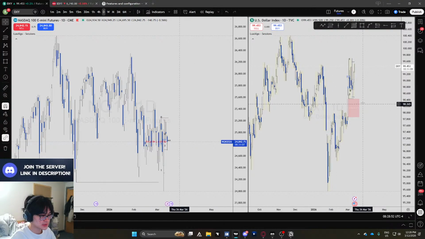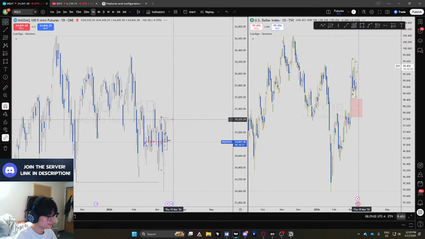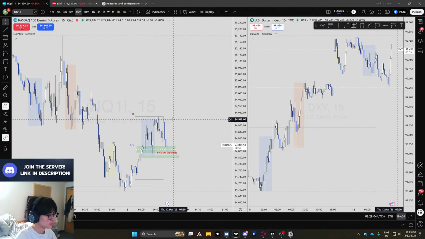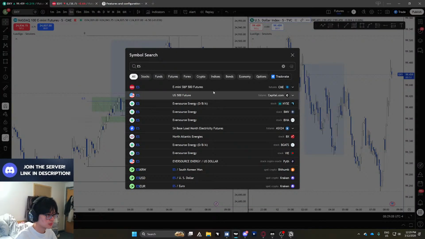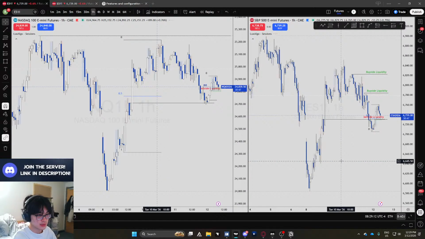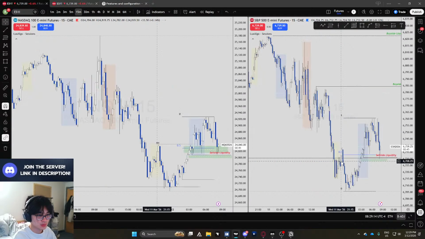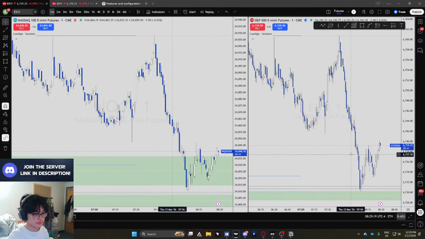yeah, I'm gonna stick to my suspicion that it's gonna come down to this fair value gap, even though it could come higher, which would allow me to be a little bit more confident on taking longs on the indexes. It's 8:29 right now.